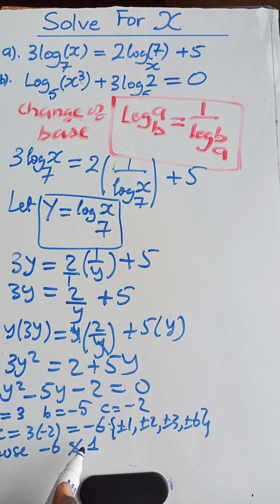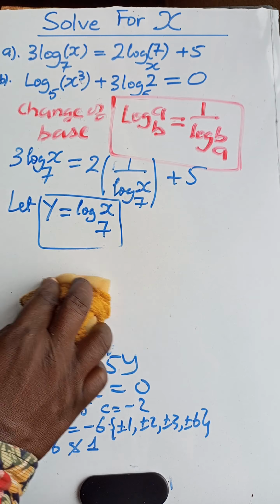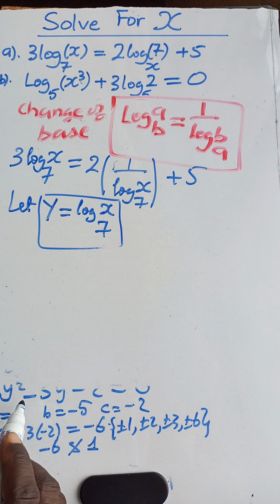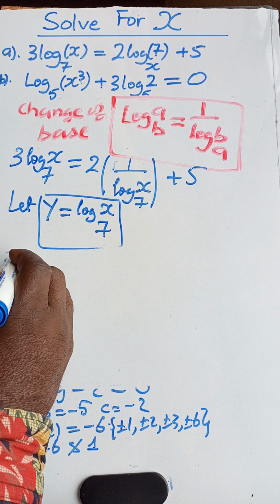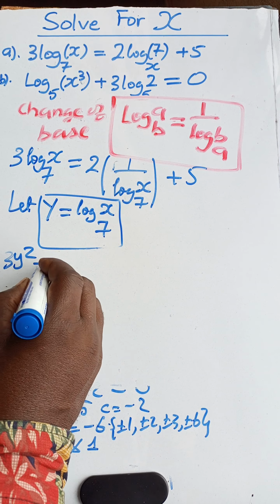Putting negative 6 and 1 in the place of negative 5. Okay? Now let's go back up there and create more space. So we rewrite that equation. We have 3y squared. In the place of -5, we're going to put -6 plus 1y, -2 equals 0.